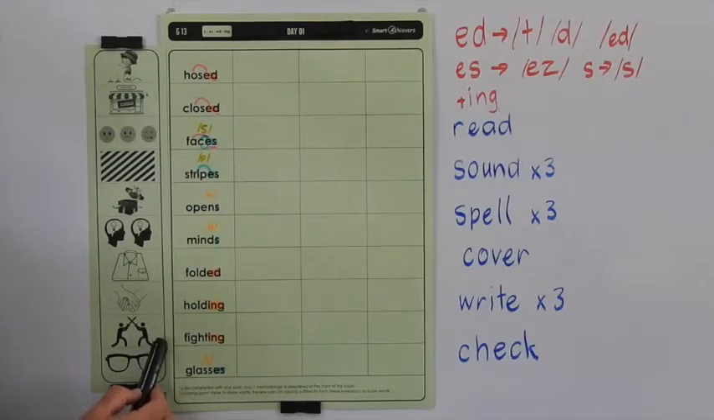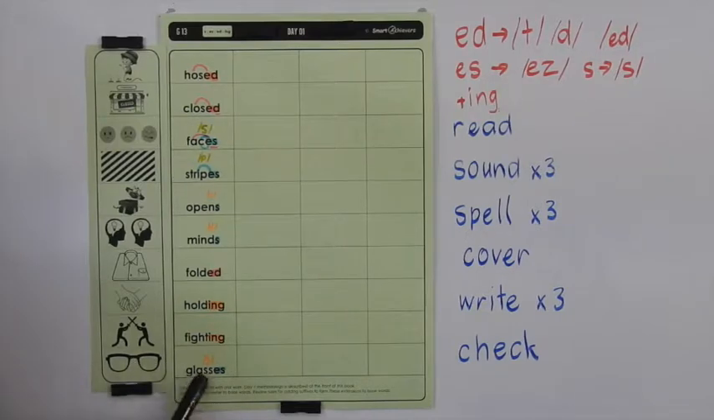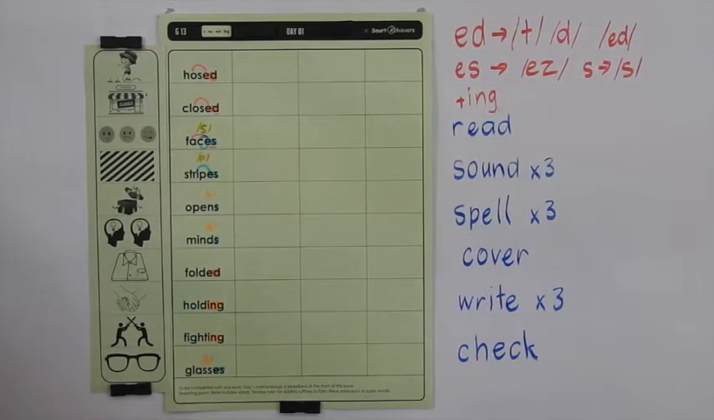So they're fencing, we would call that now, but we could also call it fighting. And glasses, this is a noun, so we're just making it into a plural form, glasses. Okay, let's read the words, sound the word, spell the word, and write them.